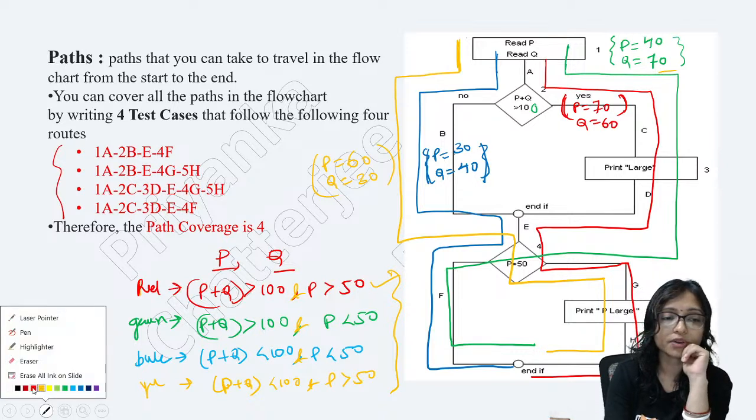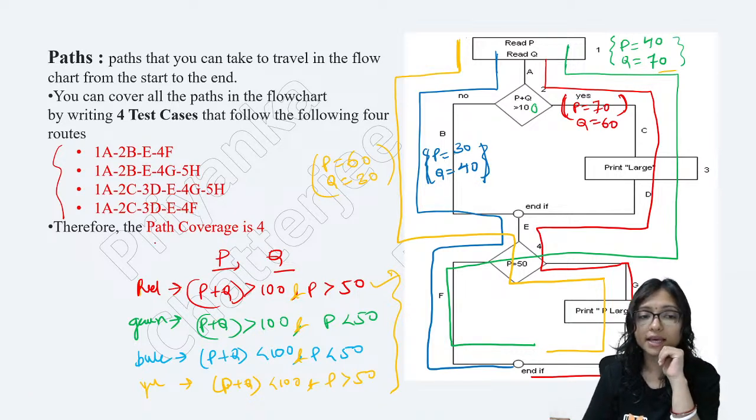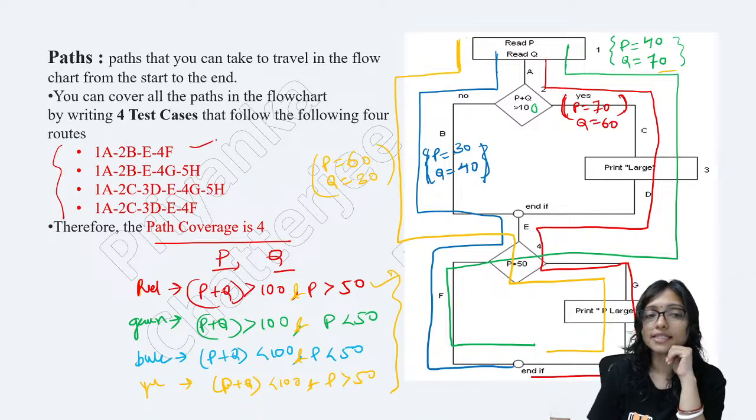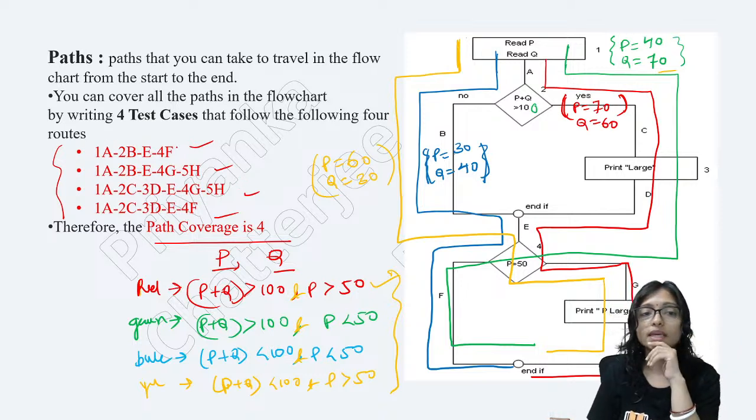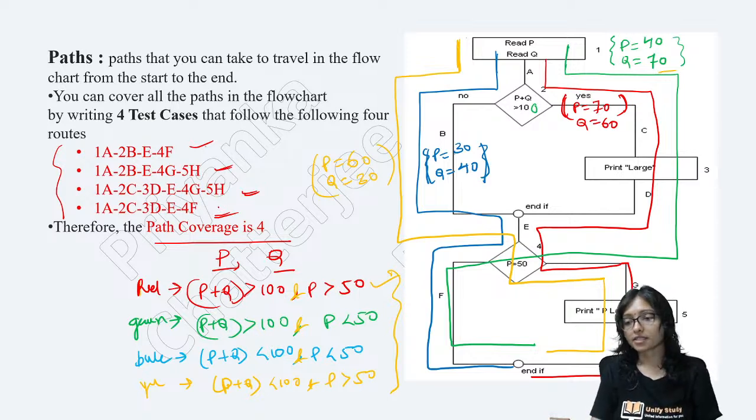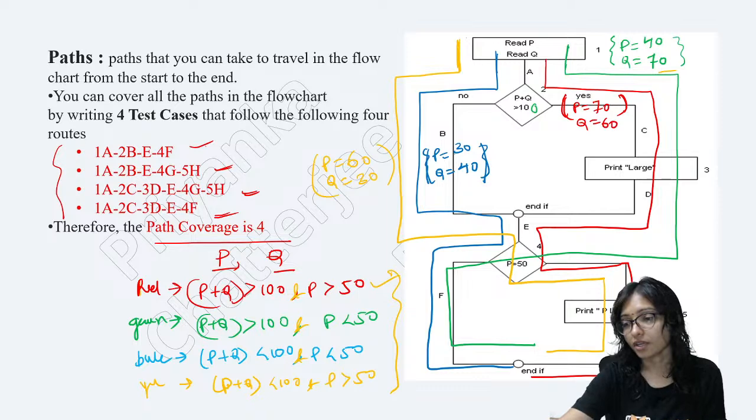Is this clear to everyone? Why is the path coverage 4? And these are the paths, right? Whenever I am writing the path, these are the paths: 1A, 2B, E, 4F. These are the paths here. Got it? Yes.